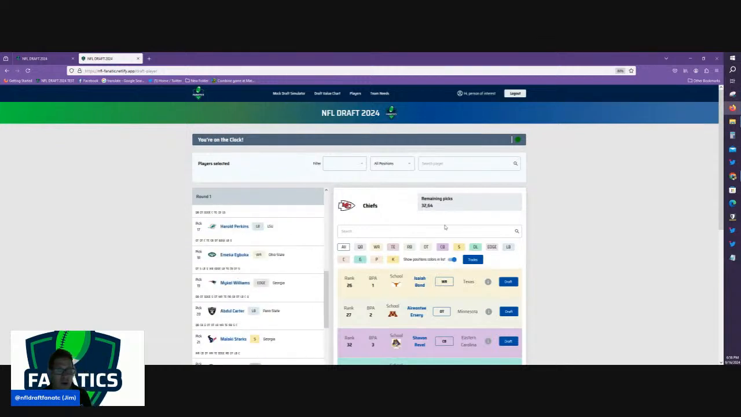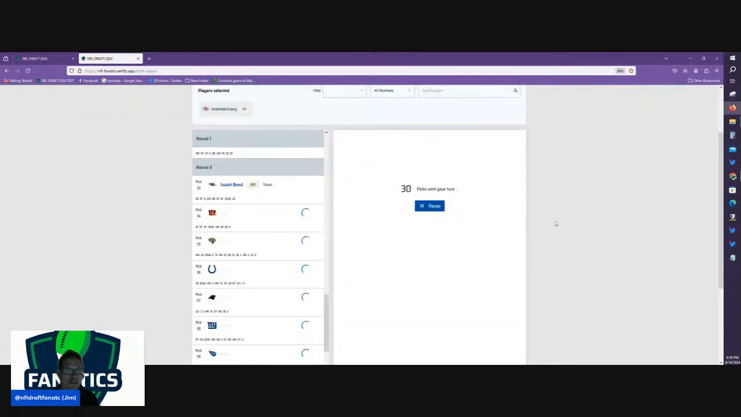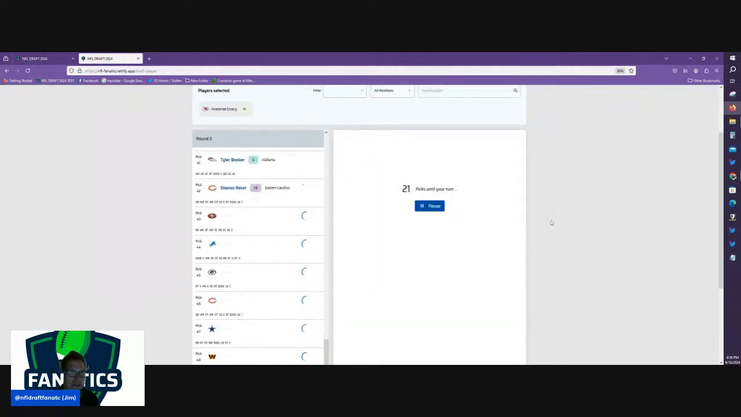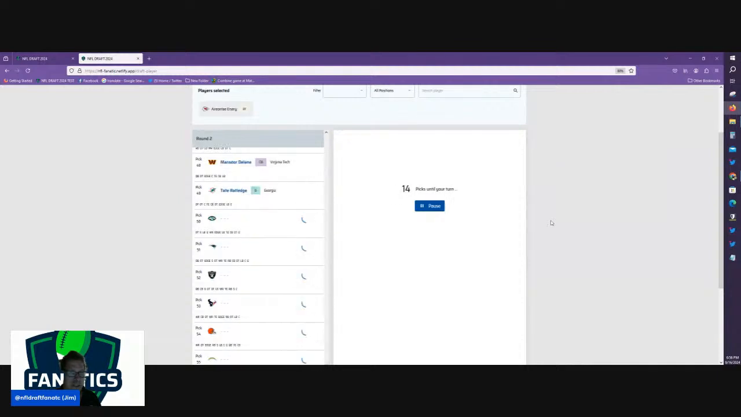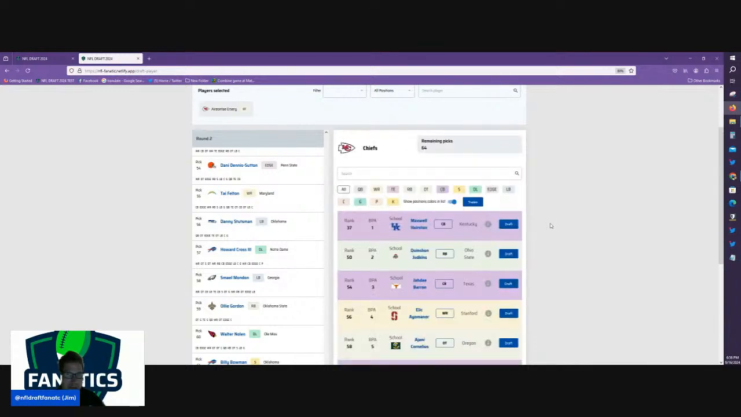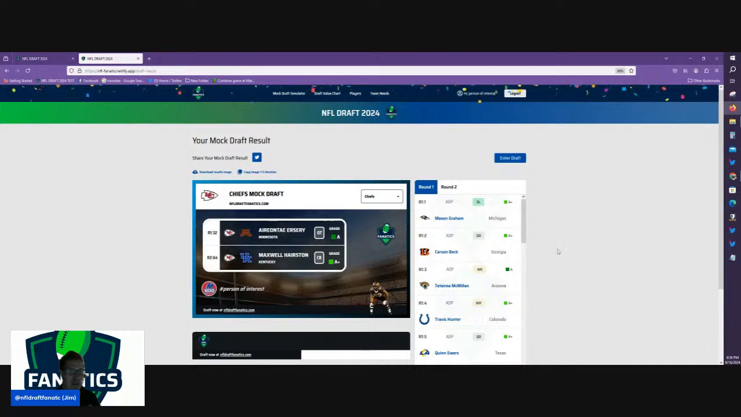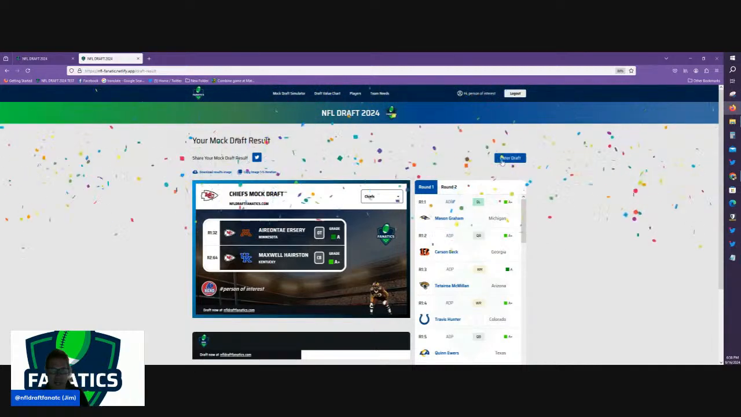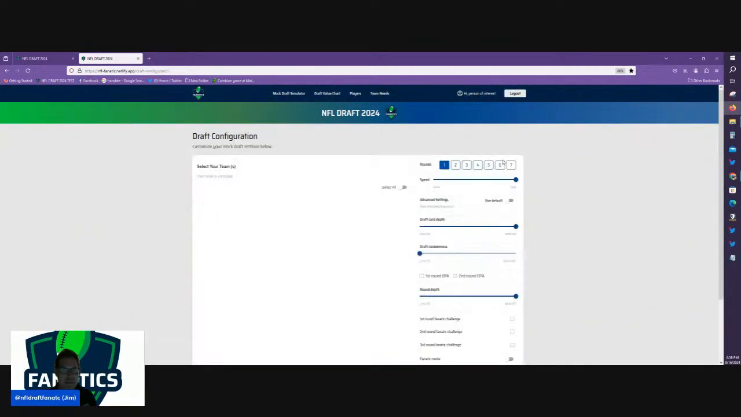Okay. So I'm going to go through and just finish this draft for Kansas City. But what I want to do on this simulator is show how we can control the pick. Okay. So we'll go there. So we just did a 2-round mock there for Kansas City. Okay.